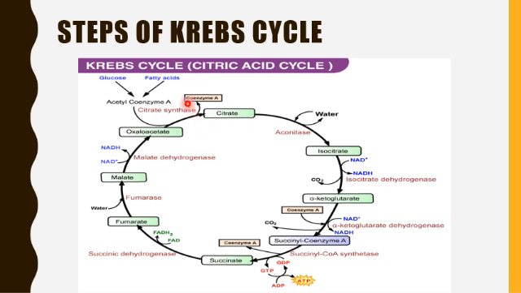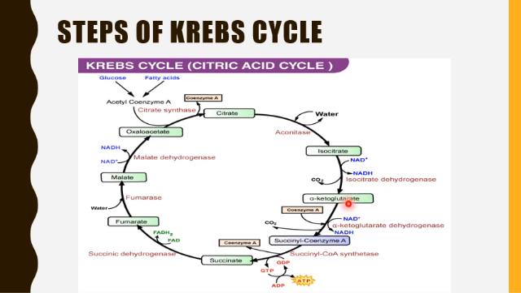So in this cycle, first acetyl CoA in the presence of the enzyme citrate synthetase, with the removal of coenzyme A, combines with oxaloacetic acid or oxaloacetate to form the first stable compound, that is citric acid or citrate. Then they undergo the isomerization to form the isocitrate. Isocitrate undergoes the dehydrogenation in the presence of the enzyme isocitrate dehydrogenase to form the alpha ketoglutarate.